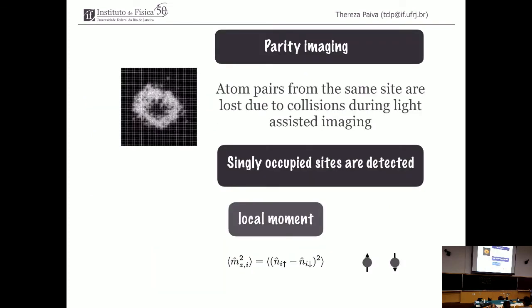The idea, once again, is the parity imaging that kicks out atoms whenever we have double occupation. So what's actually measured when we look at a figure like that is what we call the local moment. Either we have an up or a down spin, it doesn't matter, it will show as an atom. And when we have two or no atoms, it will show up as empty.